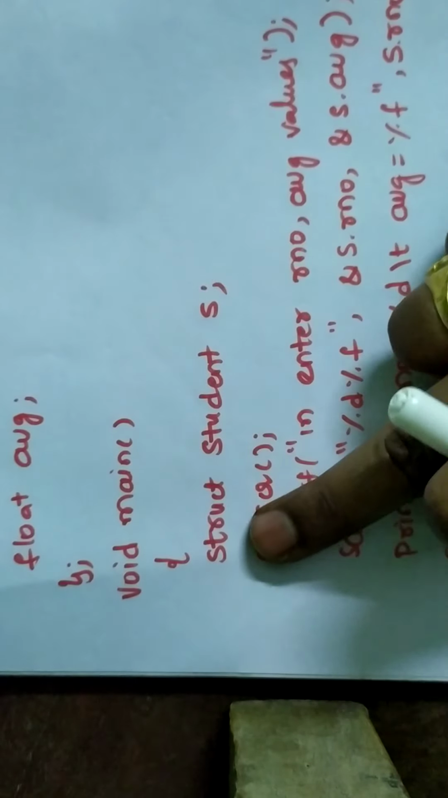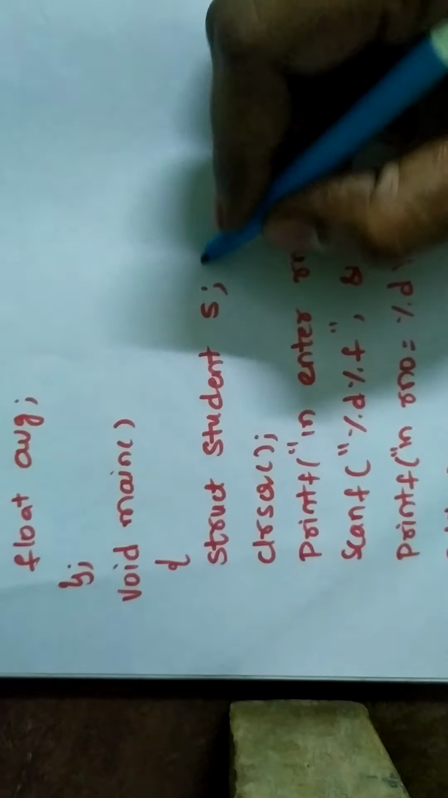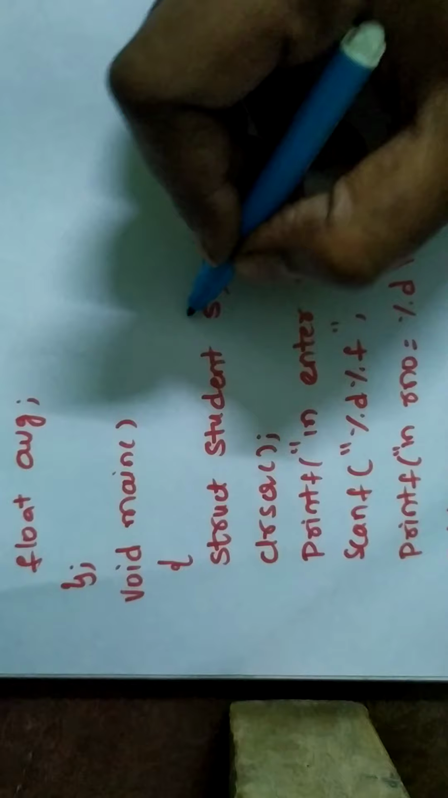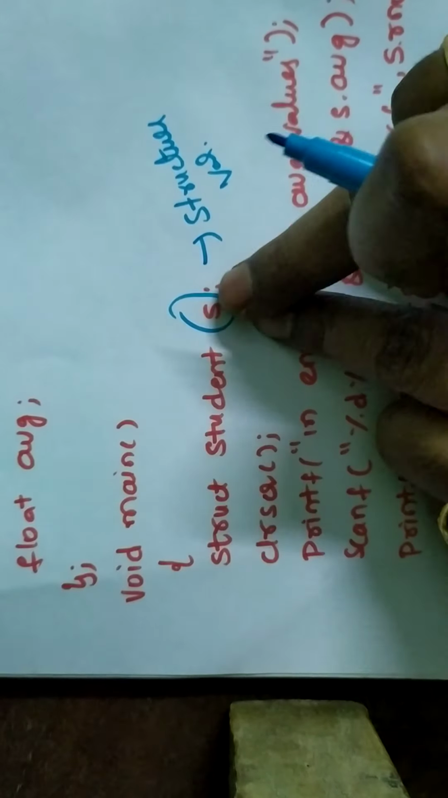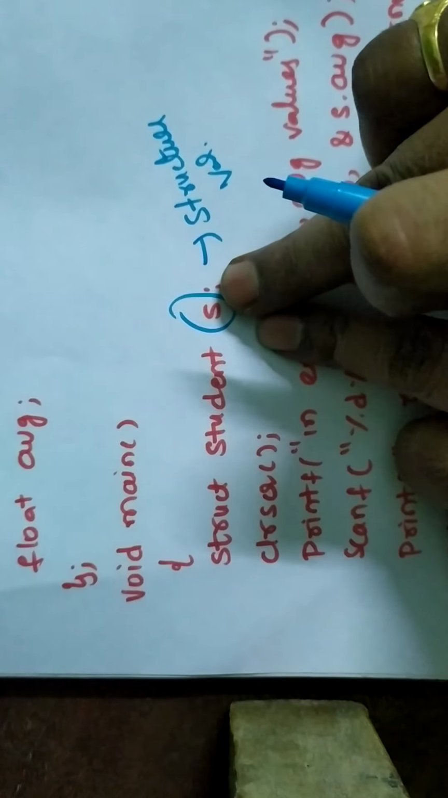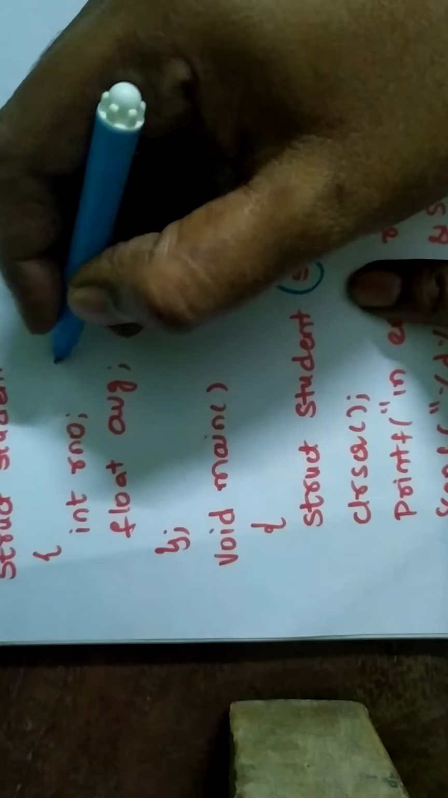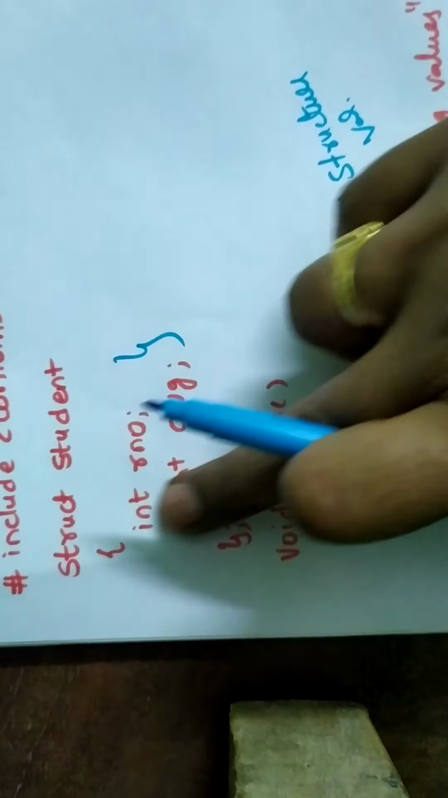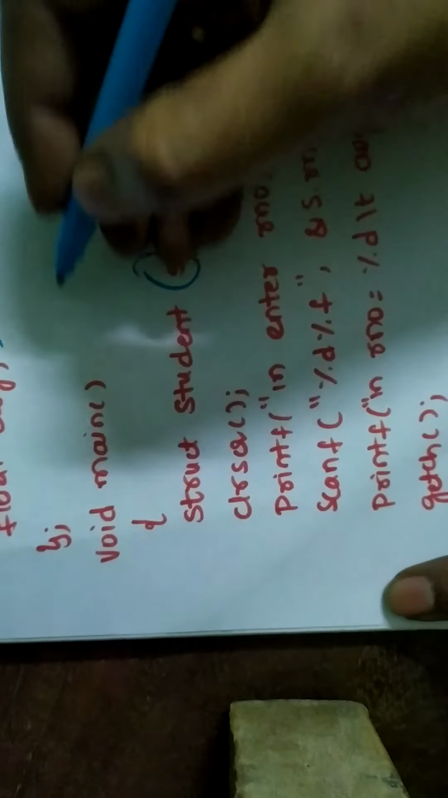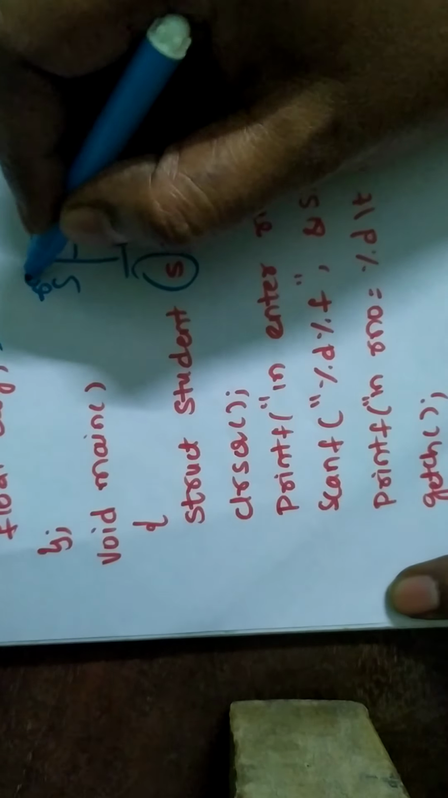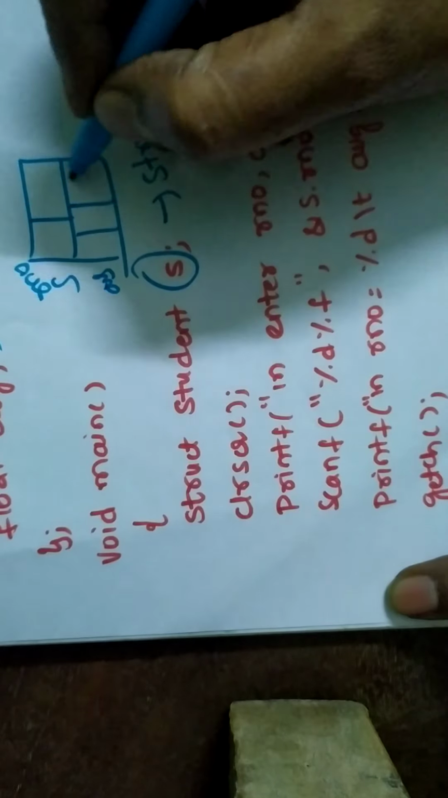Next, after writing the structure part, coming to the main. So void main, open, and this statement is nothing but creating a structure variable. What is the structure variable name here? S. We discussed already the creation of a structure variable. What is the purpose of a structure variable? To allocate memory for the data members created in the structure. So definitely S will occupy some memory. How much? 2 bytes for rule number, and for average it will occupy 4 bytes.